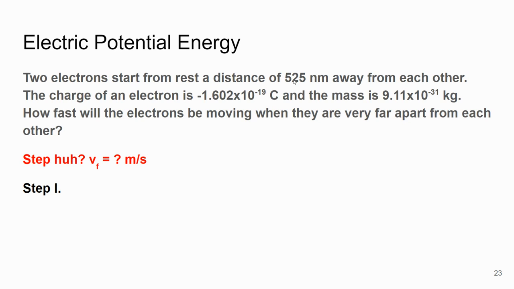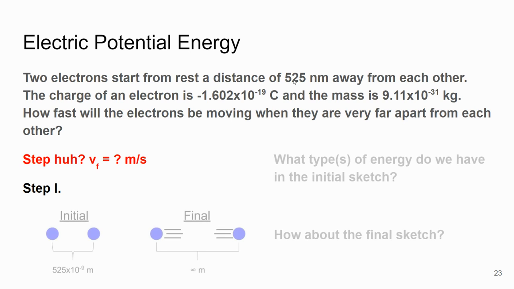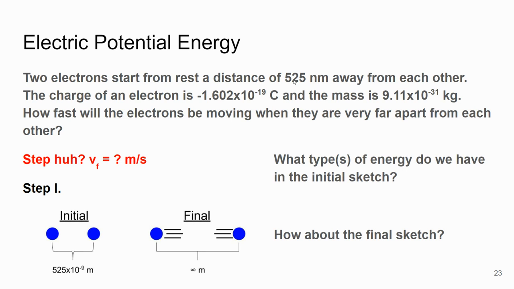So step one is make a drawing, but actually it's a conservation problem, so you should make two drawings. You should make a drawing for your initial situation and a drawing for your final situation. So look at the initial drawing and figure out what type or types of energy we have in the initial one. Well, we've got two charges that are near each other, so there's going to be EPE between them. Neither charge is moving, so there's no kinetic energy to worry about. We're not going to worry about GPE or anything like that in this one. So in the first one, we only have EPE.